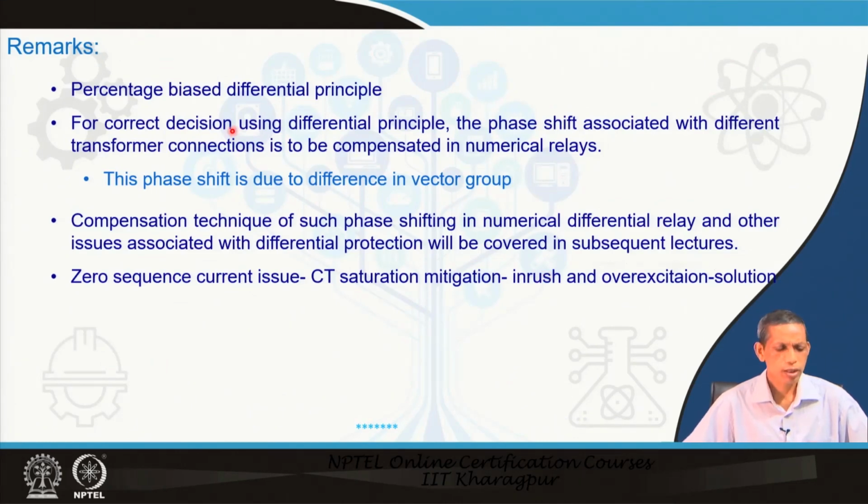So, overall in this lecture we say that the percentage bias differential principle is a good solution for transformer protection to address CT mismatch, the tap changing transformer issue, CT saturation and other challenges. For correct decision using the differential principle, the phase shifting perspective has to be addressed properly for different vector group transformers, which we learned from the examples and phasor diagrams.